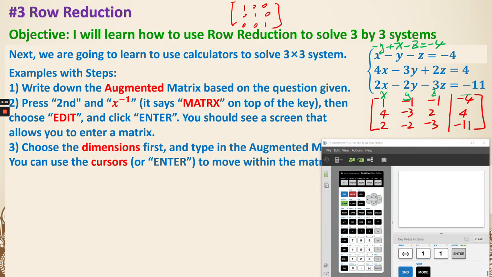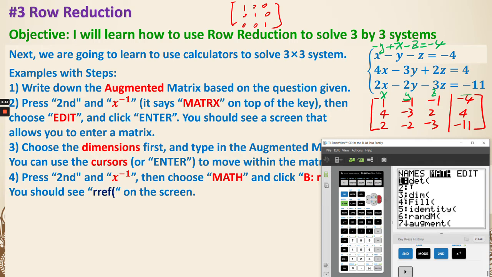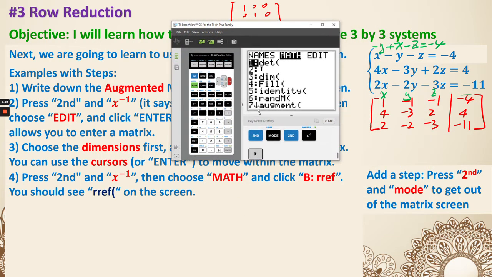So step 4. Press second and then choose the matrix again, x to the -1 power, so that we can get to the matrix. But this time we're not getting to edit, we are getting to math, because that would allow us to actually do different operations with the whole matrix. The one we are going to use is called RREF. If you remember, in the last lesson we learned that the process we're using to solve equations is called reduced row echelon form. That's what RREF stands for.